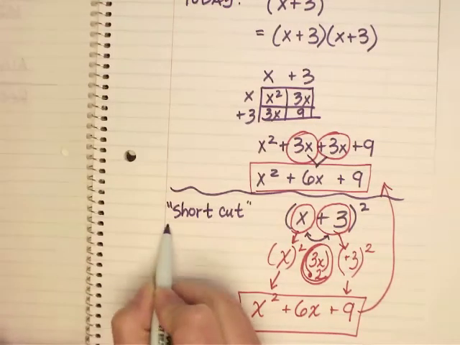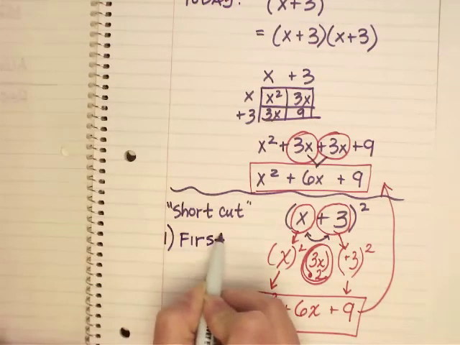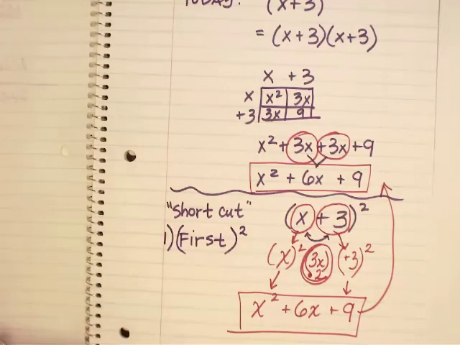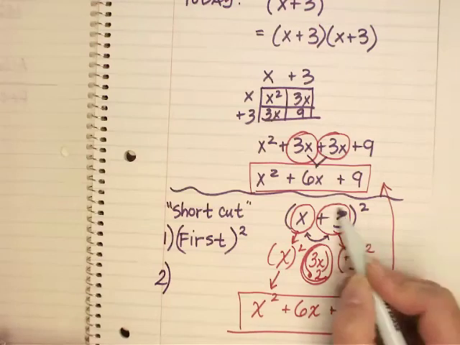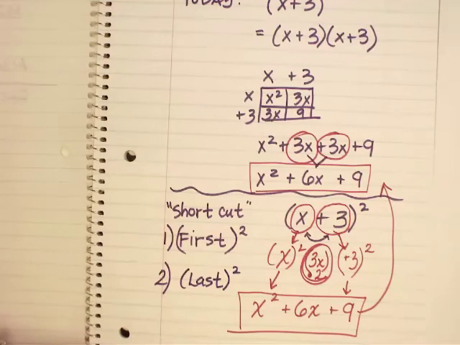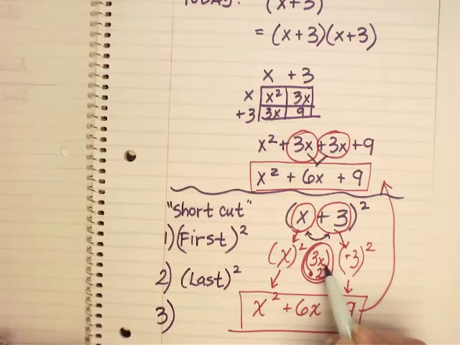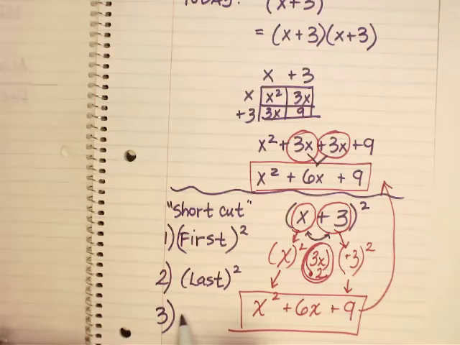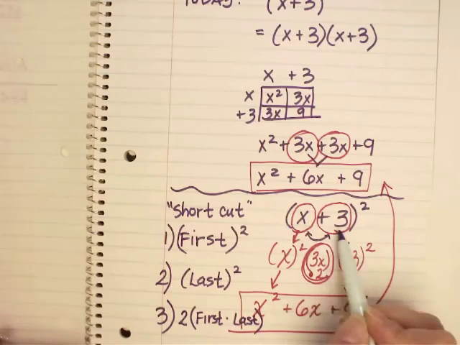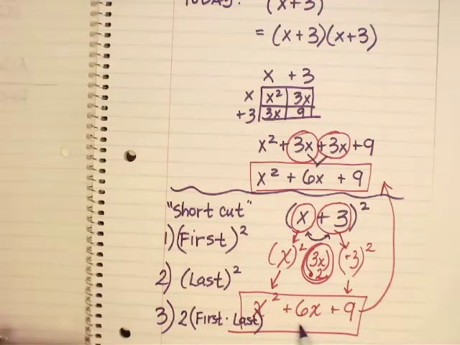Number 1, we take the first term in our binomial, the first, and square it. Then, second thing, we take the last term in our binomial, the last, and square that. And finally, we've got to get that middle portion, which we call the middle because it's in the middle, and we're going to double that middle. So to do that, we get 2 times the first times the last. We take the first and last, the x and the 3, and multiply those, then we double it times 2, and that's how we get the 6x.